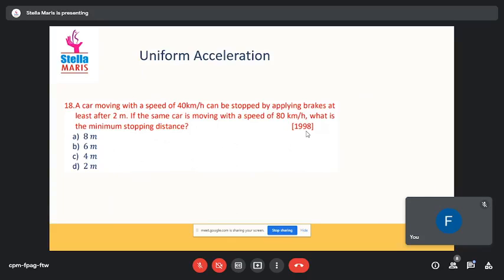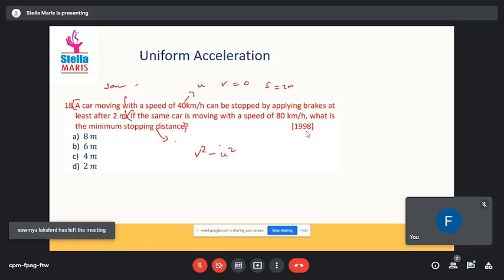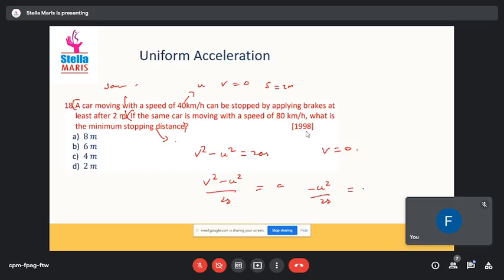See, they are given two situations, here and here. You know u, and you know v, which is 0, and you know s is 2 meters. They have said that this car has the same retardation as this car, and you have to find the value of acceleration. So v squared minus u squared for the first car is equal to 2as. So v squared minus u squared by 2s is equal to a. Since the final velocity is 0, it becomes minus u squared by 2s is equal to a.